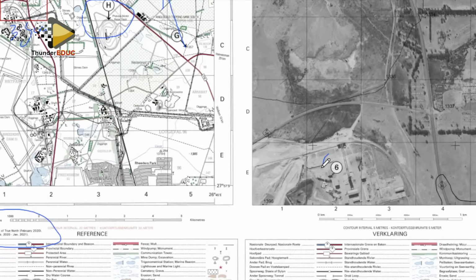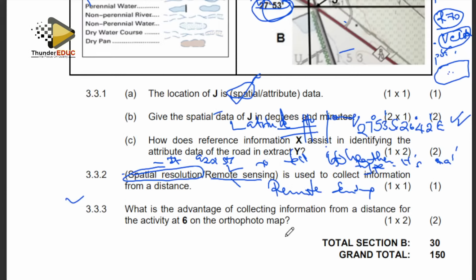6 is here, which we all know. We have identified the 6 as what? As mining. All right? The 6, in other words, the activity at 6 is what? Is mining. If you know that it is mining, now let us look at it. What is the advantage of collecting information from a distance for the activity identified in 6?